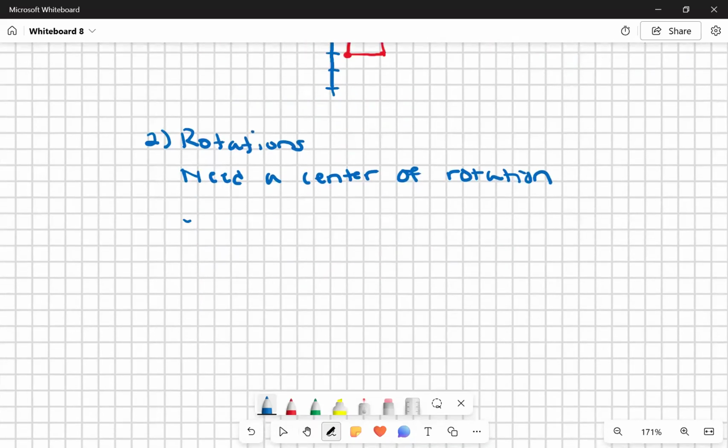Let me give an example. I'm going to kind of do, again, another simplistic one of my own drawings here. Make a little coordinate plane.